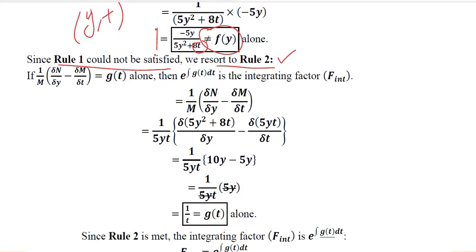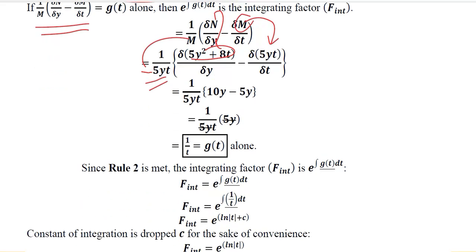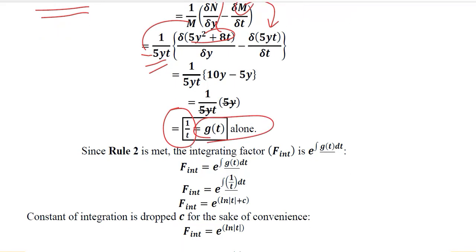In rule 2, the formula is slightly different, but the substitution is very easy. The values of m and n are substituted. We can simplify it and we can focus on the result. It is 1 over t, which is in terms of t alone, which is something we wanted, and that means rule 2 is met.